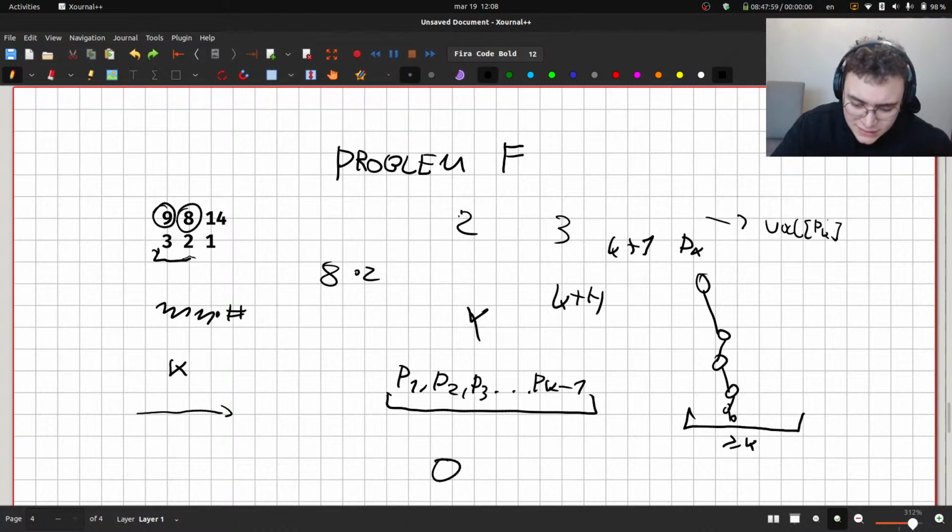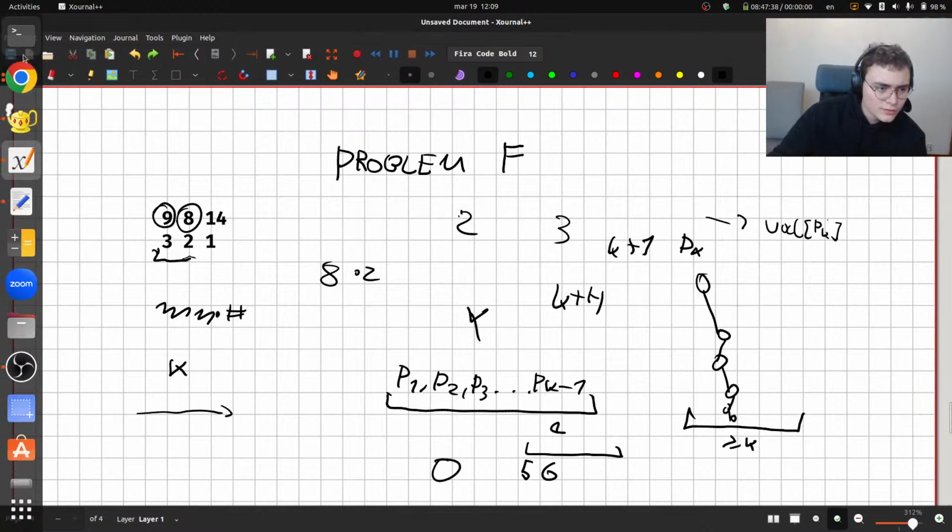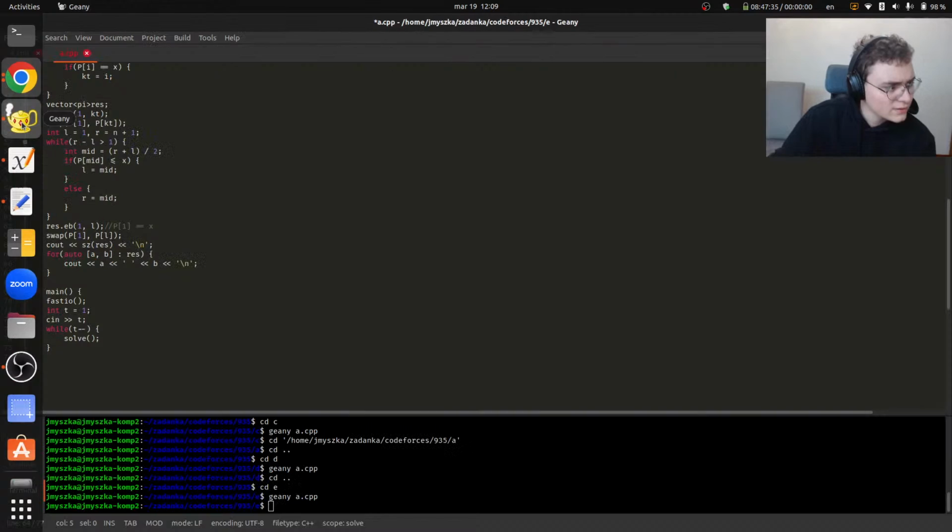Because, well, let's say that the shortest such suffix starts at 5, and on this suffix we have 4 values. We know that if we would like to take the value 6 as our k-th value, we couldn't take it, because there are fewer than k values here. So, let me show it.